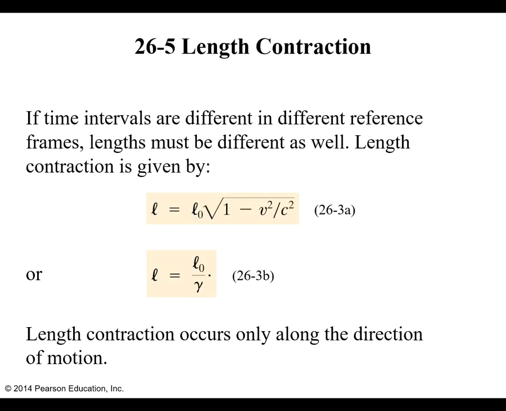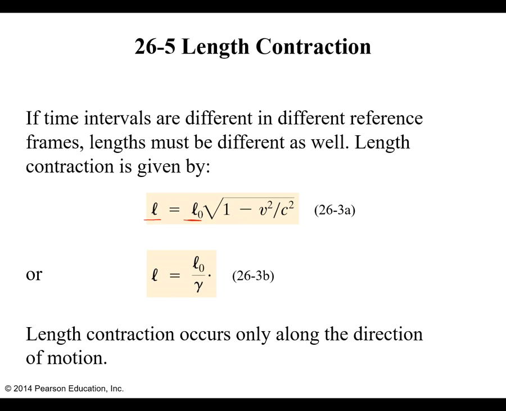Your book goes through a lot more detail on the derivation of this equation, but basically you have two objects. The distance apart would be your proper length, but if you are moving at some velocity v, then their relativistic length would be equal to the proper length times the square root of 1 minus v squared over c squared. In other words, L is equal to L naught over gamma.